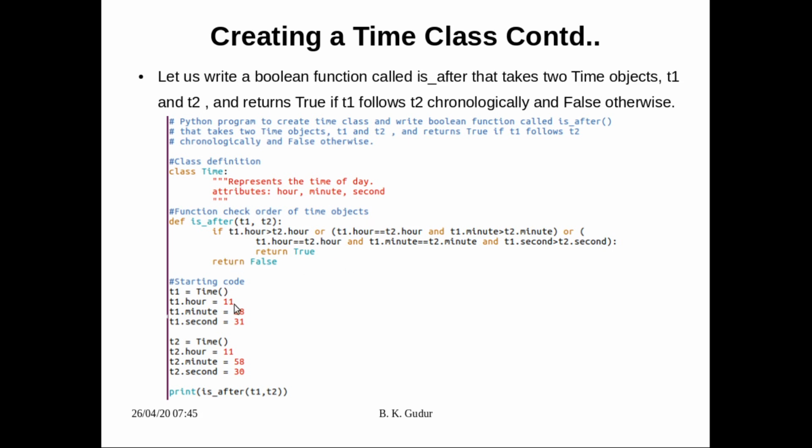Here is the starting code, where we have initialized T1 to 11 hour 58 minutes 31 seconds, and here 11 hour 58 minutes and 30 seconds. Obviously T1 will follow T2. When I print is_after(T1, T2), it should print true, because T1 follows T2. Remember this function is going to take two time objects, T1 and T2. T1 and T2 here are arguments, whereas T1 and T2 there are parameters, and it is going to return a boolean value, either true or false.